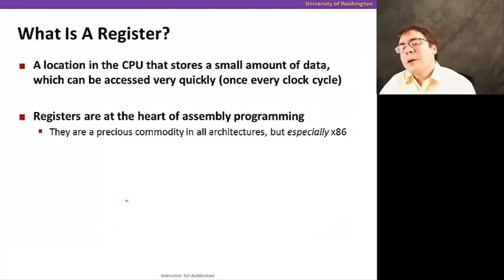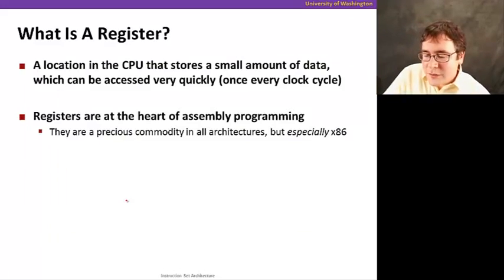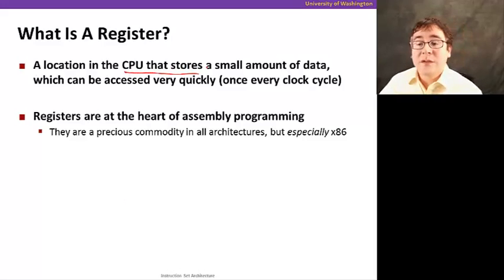Okay, so now I know I've already mentioned registers before, but I just want to spend a little bit of time saying what is a register. A register is just a location in the CPU that stores a small amount of data. In fact, one of the reasons that registers are so fast is because they're small. The speed of light is limited, right?